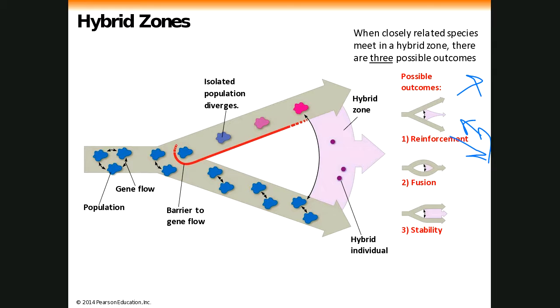Another thing that might happen is that the organisms found in the hybrid zone reproduce and produce viable, fertile offspring, and then after some period of time, the populations fuse back together, whatever this barrier to gene flow is, it is removed.